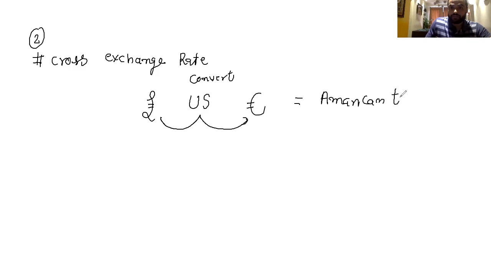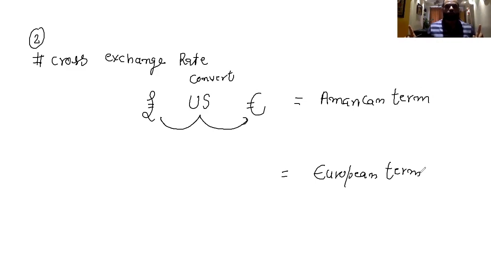American terms. But for example, if you want to follow European terms, then you don't have to do the cross exchange rate. You don't need to do that. Why? Because under European terms, direct quotation is the euro and American is an indirect quotation. So we are not using indirect quotation. We are using direct quotation since we are in Europe. So then you will directly convert into euro using European terms.